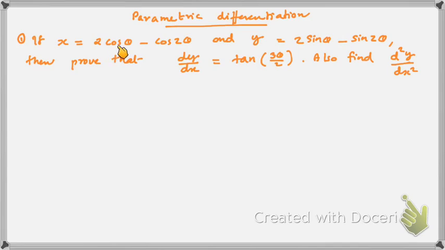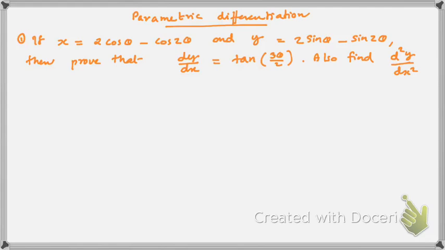So you can see that x is written in terms of theta and y is also written in terms of theta. So theta is the parameter here. Both x and y are written as functions of theta. And your question is to find out dy by dx. The question is actually asking you to prove that dy by dx is equal to tan 3 theta by 2. And then I'm also going to discuss the second derivative. Also find the second derivative, d square y by dx square. So you differentiate your dy by dx one more time to get d square y by dx square.